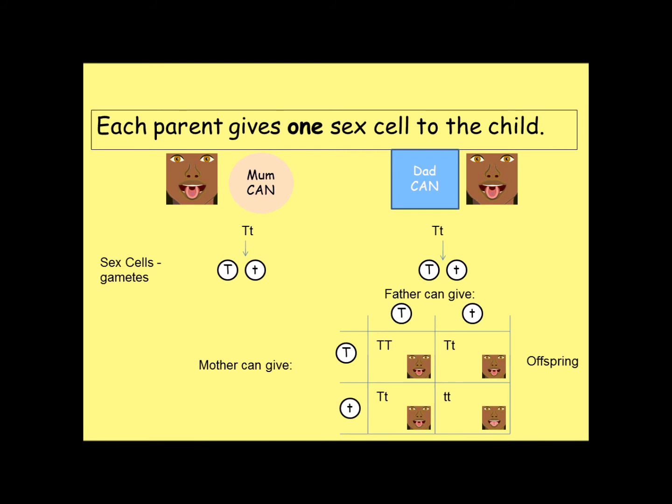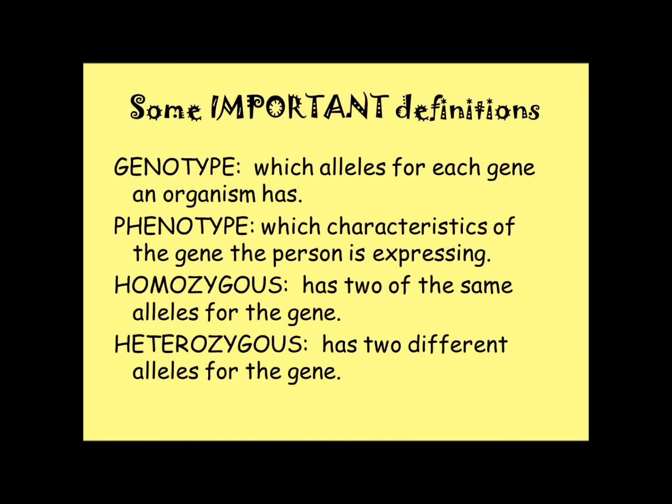Now, obviously, this is quite complicated. There are some very important words here. Genotype, which is which alleles for each gene an organism has. Phenotype, which is which characteristics of the gene the person is expressing. Homozygous, which is having the same alleles for the gene. And heterozygous, which is having 2 different alleles for the gene.